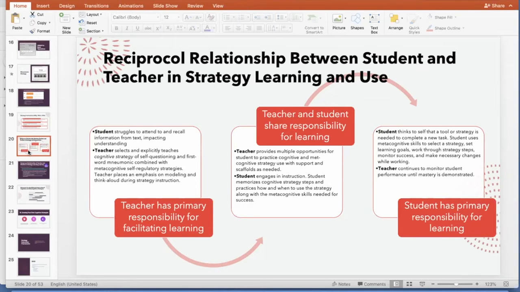and really spend that time teaching. Then once students have initial instruction in this strategy, the teacher and the student start to share responsibility. The teacher is now giving students opportunities to practice the strategy, and the students need to engage. They need to put in the effort, and they need to work to memorize the strategy skills. Then responsibility sort of shifts more to the student. Now the student knows the strategy, the teacher has facilitated practice and knows that they can use it. Now the student has to use that strategy as a tool when situations come up where it's appropriate for them to use.